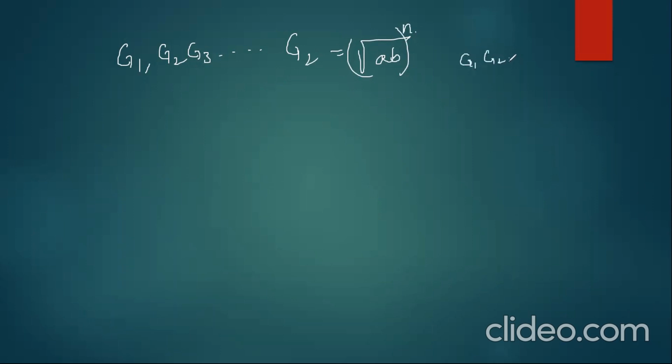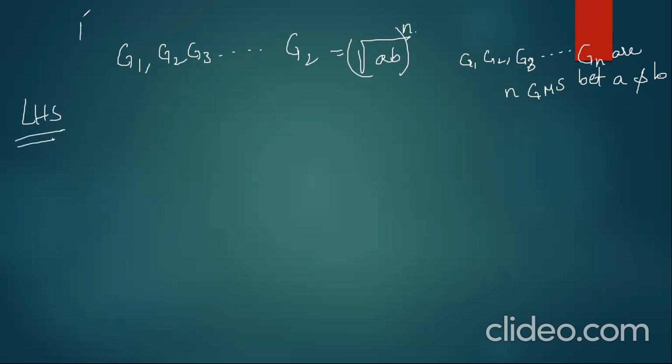Let me take one more question. Prove that G1, G2, G3, so on, Gn is equal to square root of AB whole to the power n. Here G1, G2, G3, and so on are n GMs between A and B. Generally, we take A and B and between them we take the GMs. So what is the LHS? We will take the LHS here.